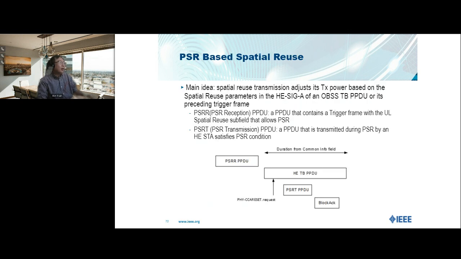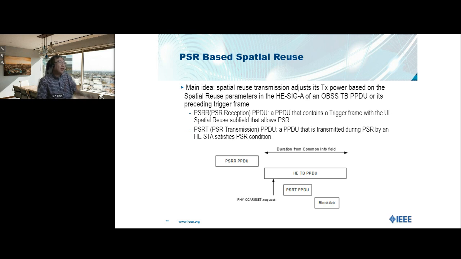Okay, so the first one we talked about, OBSS PD, is very straightforward. You drop the TX power in exchange for the OBSS PD level, for more transmit opportunity, okay? The other one is called parameter-based spatial reuse, PSR.